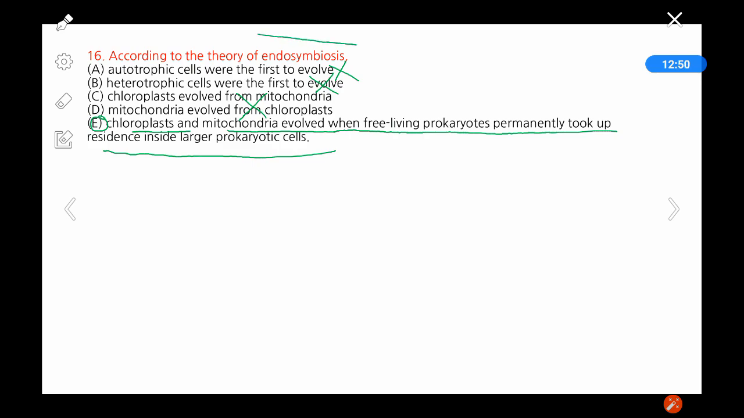So endosymbiosis, guys, what you have to know is that it is a theory. It tells us that in the beginning of life on Earth, chloroplasts and mitochondria were two different small free-living prokaryotes. But when time passed, they entered into the large prokaryotic cells. They took residence inside. Maybe it's true or maybe it isn't, but just know that the theory of endosymbiosis relates to both of these organelles taking residence, or taking permission for living, inside the large prokaryotic cells.